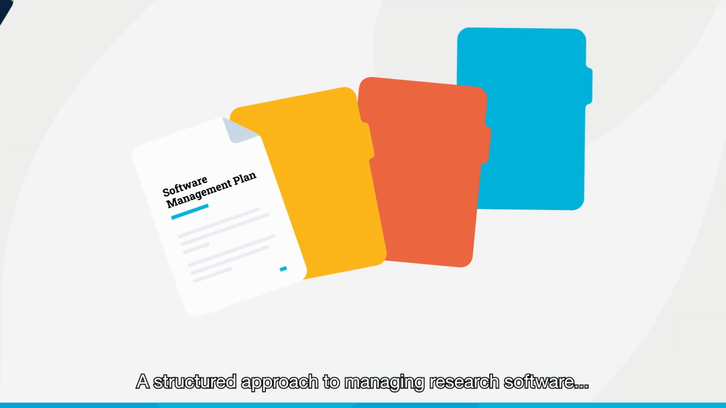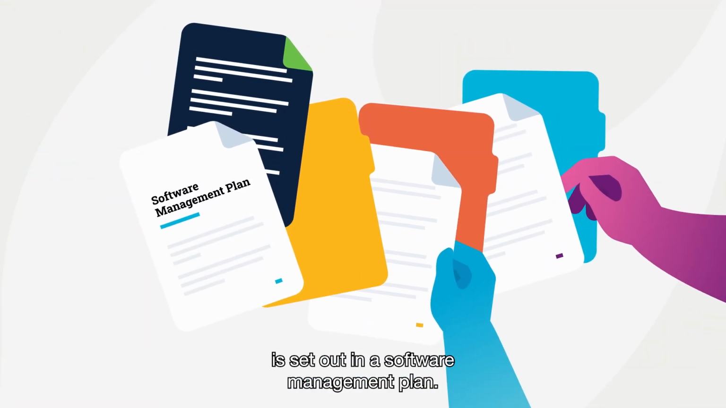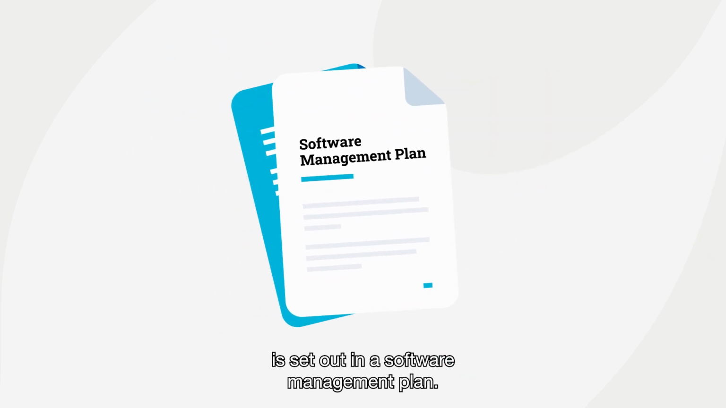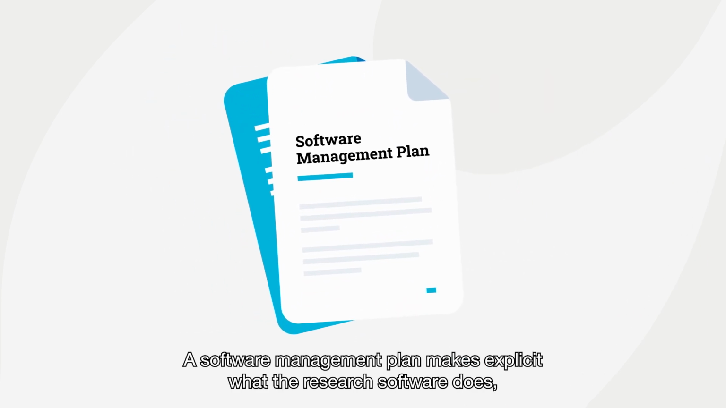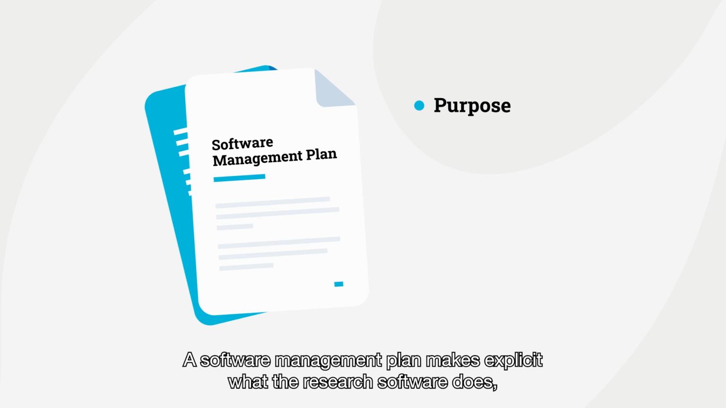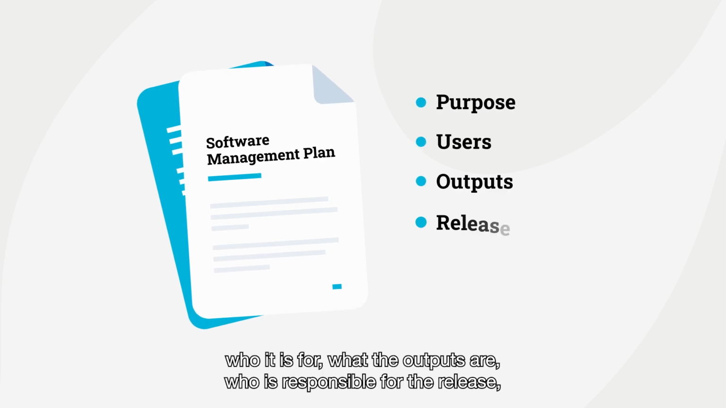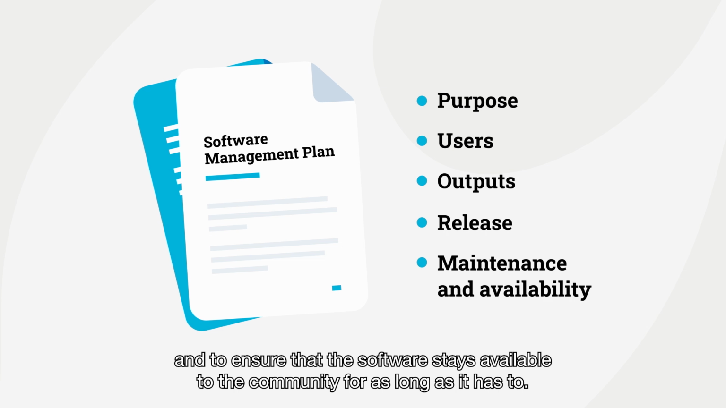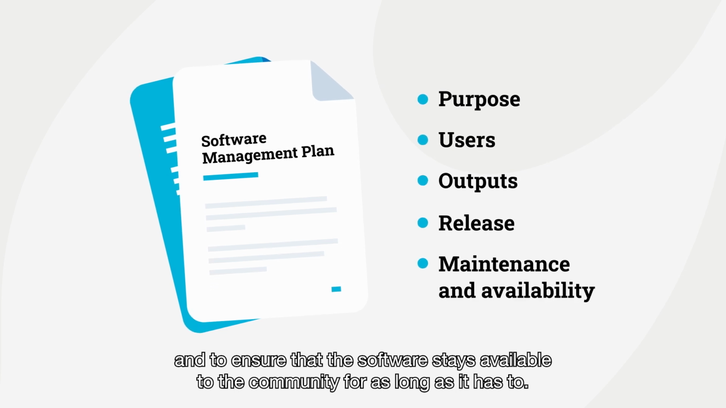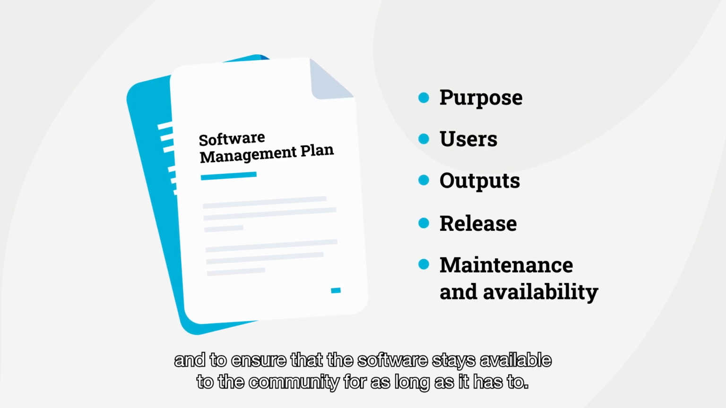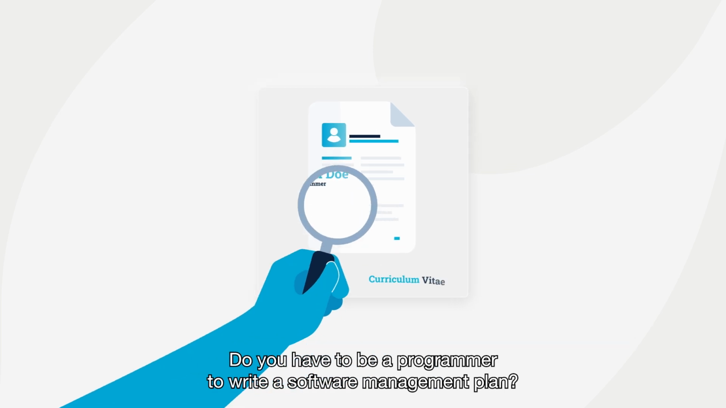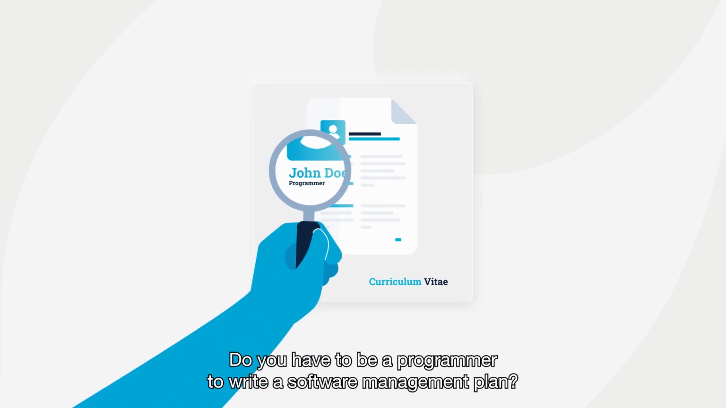A structured approach to managing research software is set out in a software management plan. A software management plan makes explicit what the research software does, who it is for, what the outputs are, who is responsible for the release, and to ensure that the software stays available to the community for as long as it has to. Do you have to be a programmer to write a software management plan?